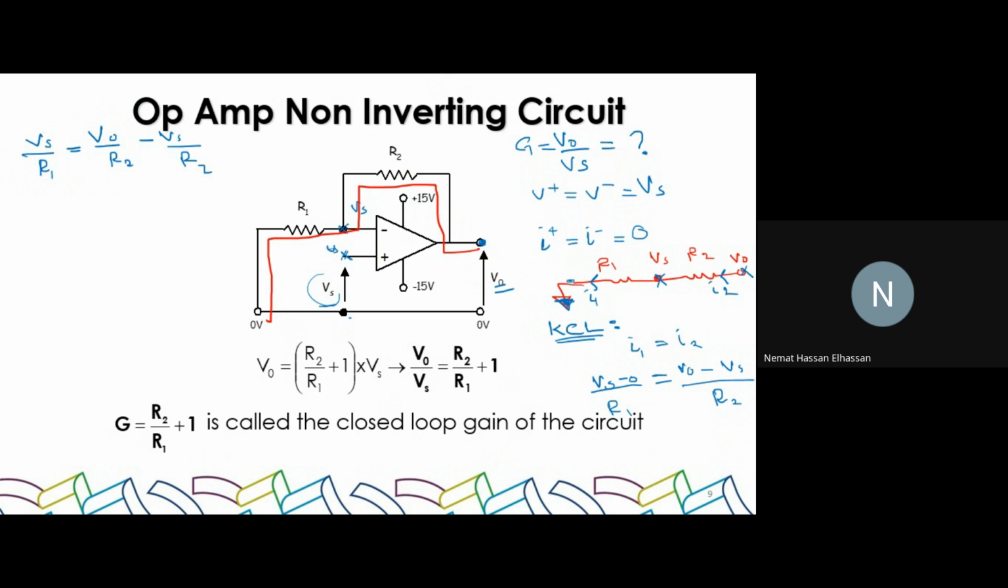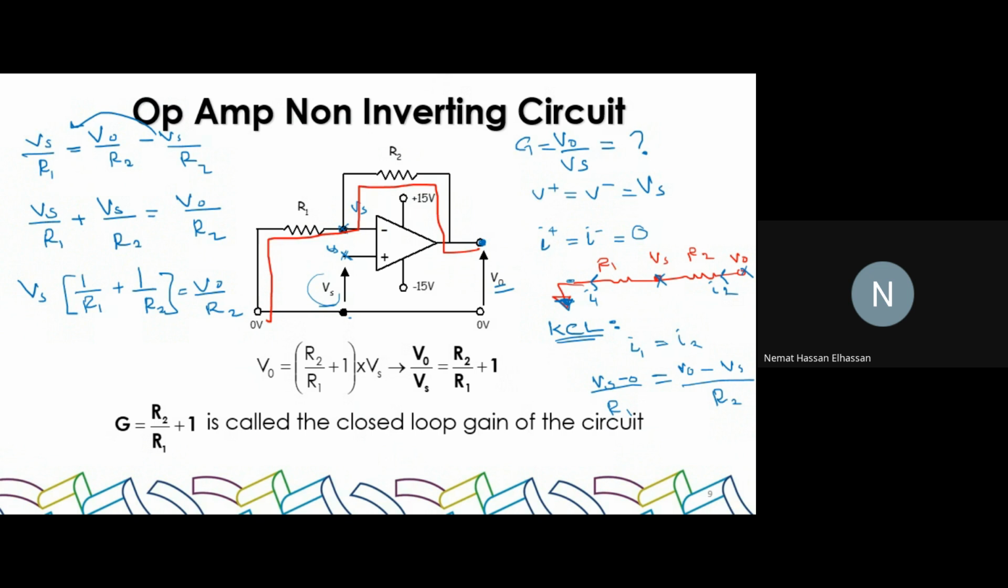So what I will do is, let's move this here so we can keep VS on one side. So we'll end up with VS over R1 plus VS over R2 is equal to V out over R2. Perfect. Then I'll take VS as a common factor. So what do I end up with? VS multiplied by 1 over R1 plus 1 over R2, right? Equals V out over R2, correct?